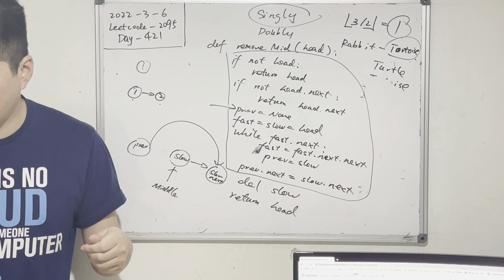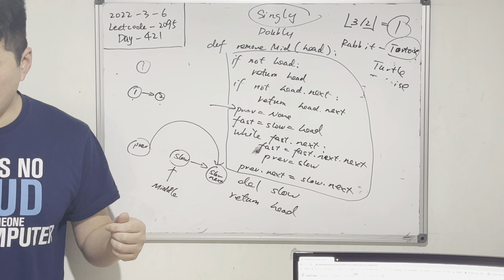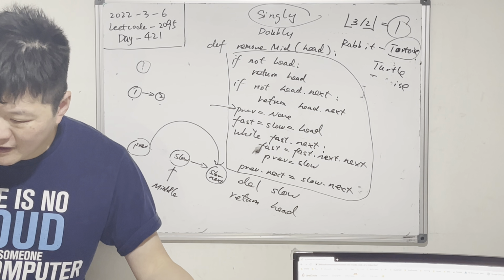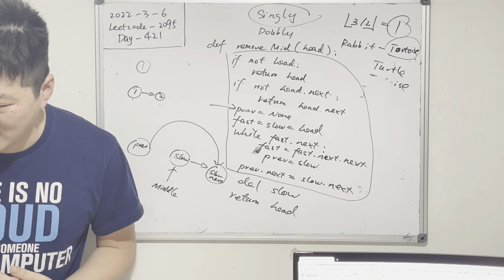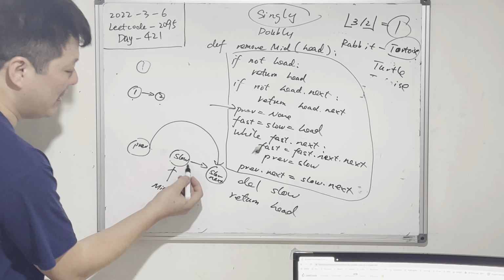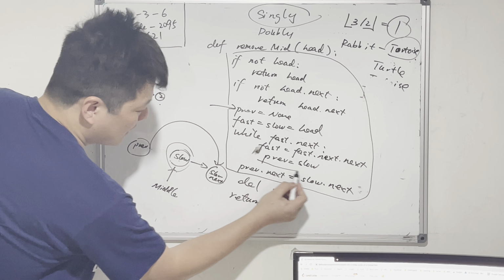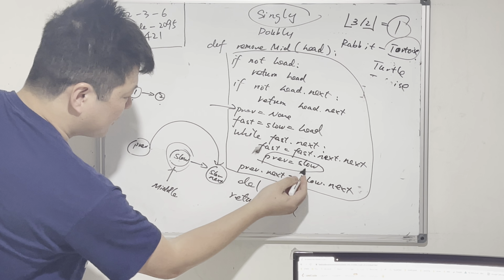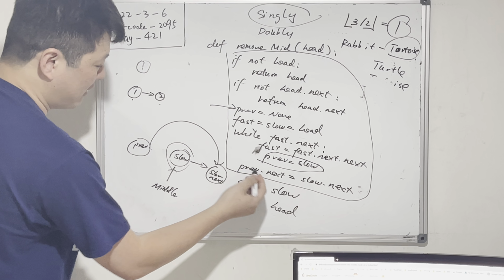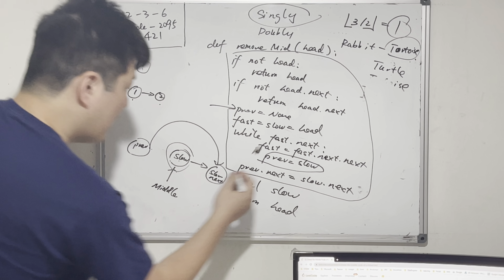Fast and slow, the rabbit and turtle. Rabbit speed 2, turtle speed 1. When the rabbit reaches the end, where is the position of the turtle? In the middle. So before we move it, we need to have this previous. Previous equals slow. We remember the position of the middle.